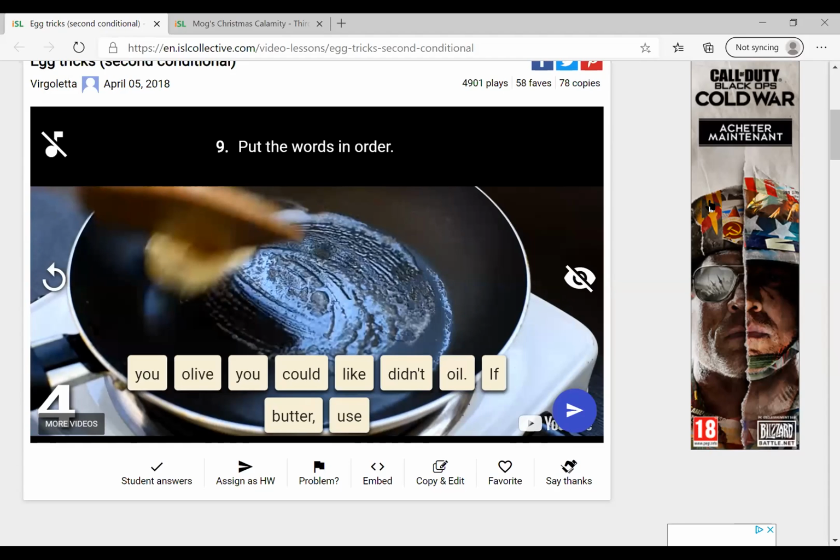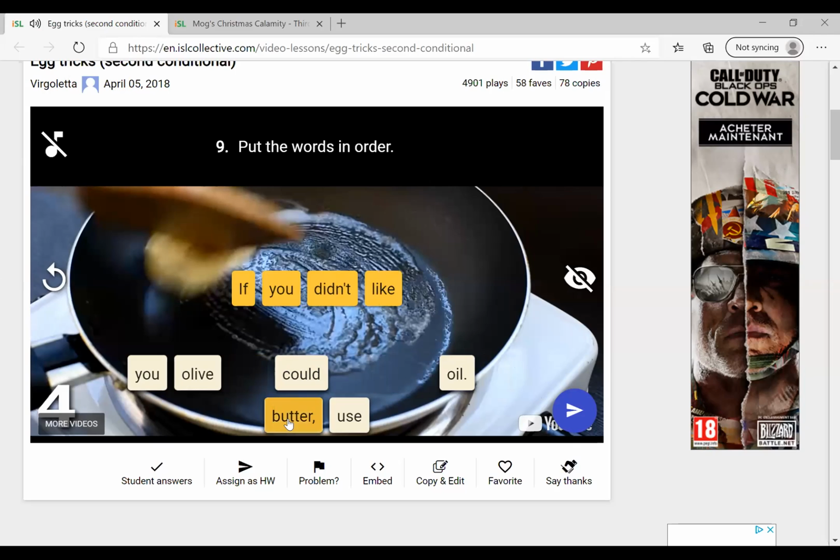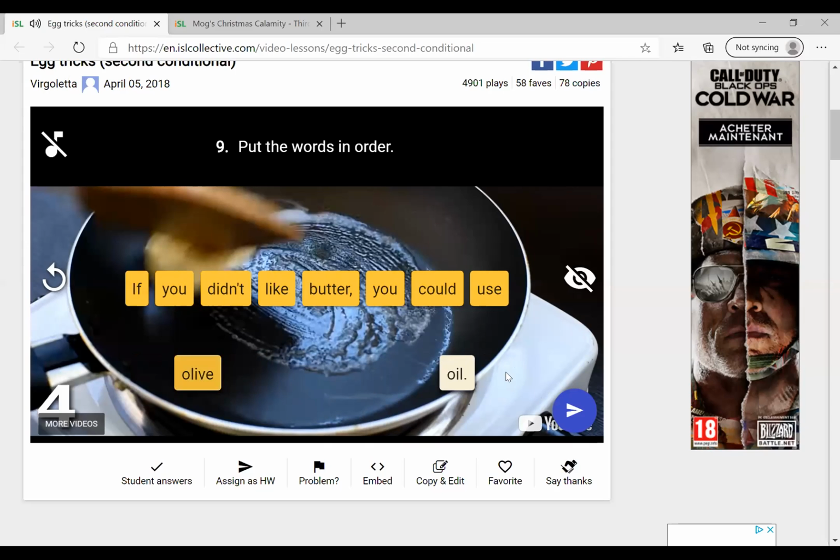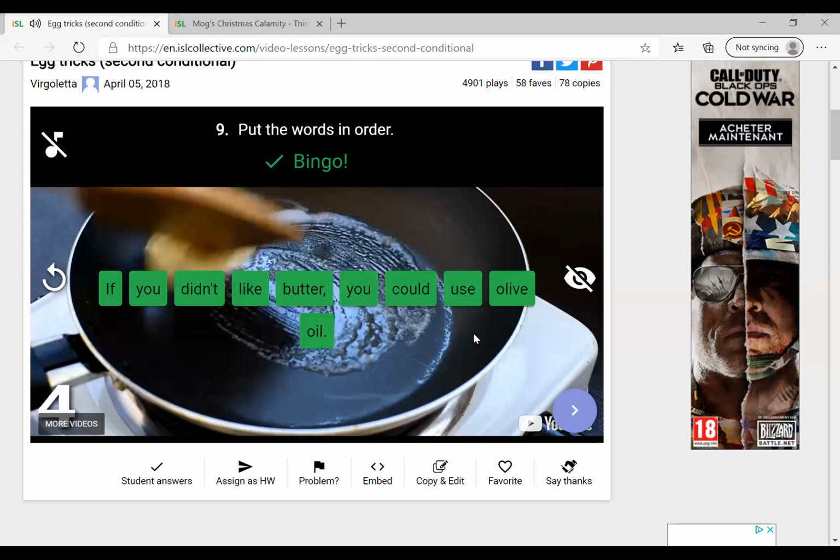Continue. Let's go. You can start together if you want. Just give ideas, please. If you didn't like butter, you could use olive oil. Bravo, Florence, good job. Okay, if you didn't like, you could use, but people liked.